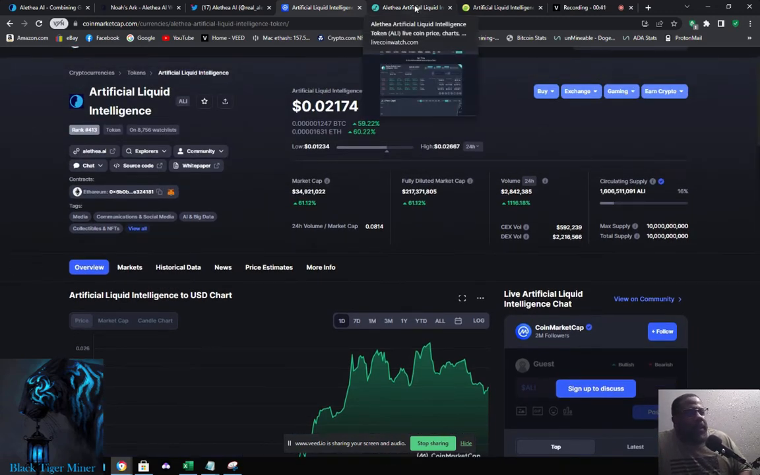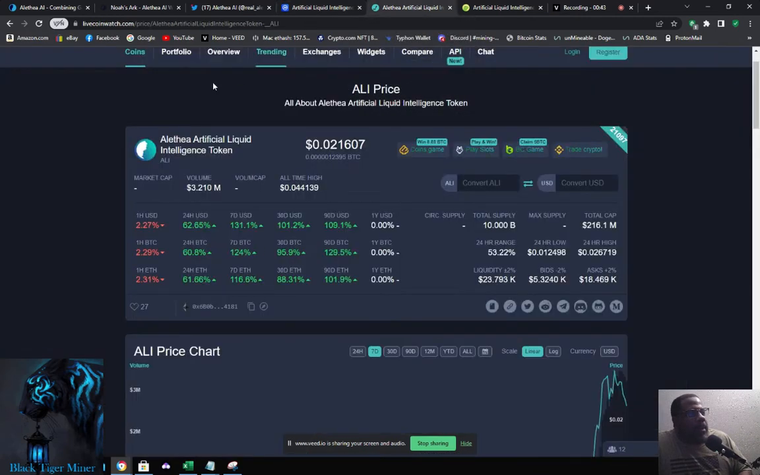But this is CoinMarketCap. And on Live Coin Watch, it's down 2% in the last hour, but in the last 24 hours, it's still up 62.66%. In the past 7 days, 131.1%. So I guess we're officially on the ride, right?